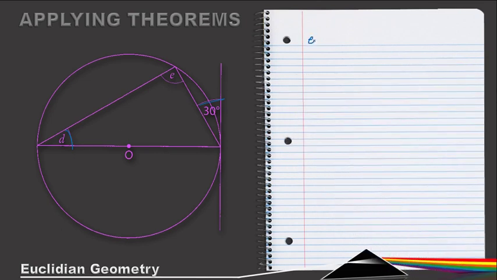We know that E is equal to 90 degrees, and our reason is angle in semicircle. Right, and then D is equal to 30 degrees, and that's simply the tan chord theorem.